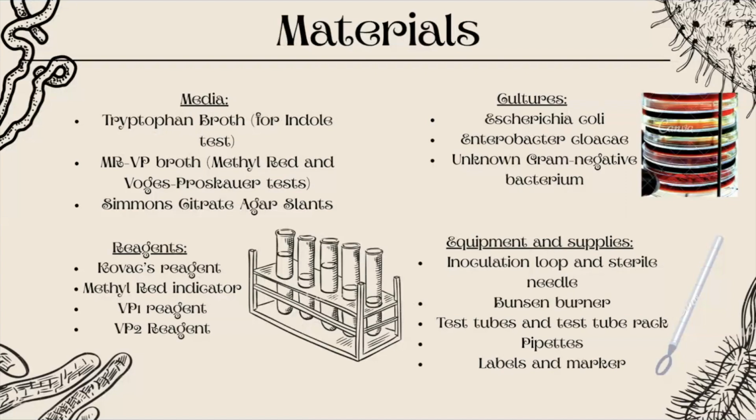And for the cultures, we used Escherichia coli, Enterobacter cloacae, and an unknown gram-negative bacteria. For the equipment and supplies, we used an inoculating loop and sterile needle, the Bunsen burner, test tubes and test tube racks, pipettes, labels, and marker.